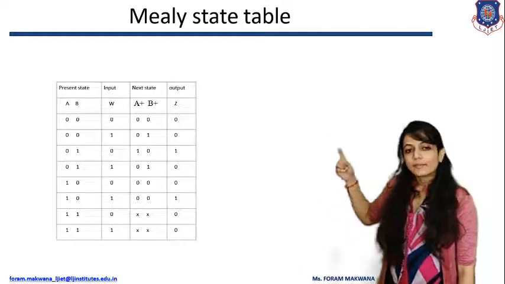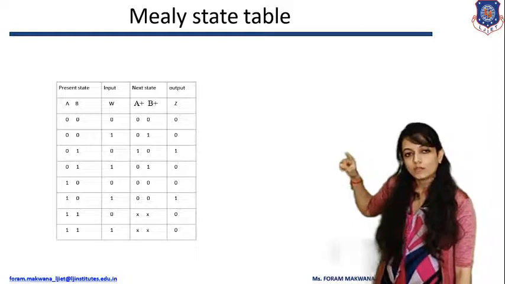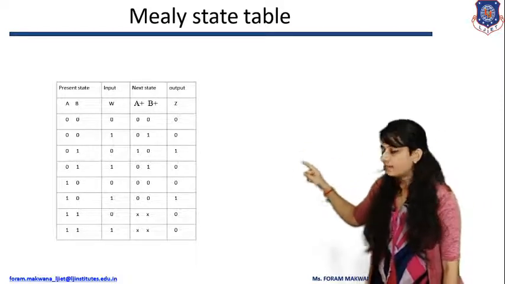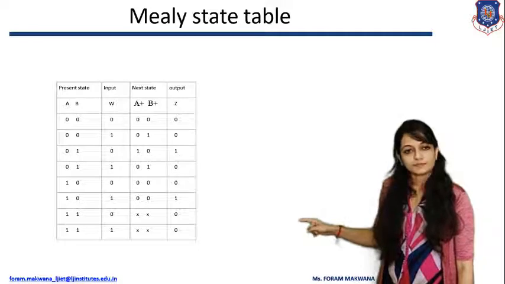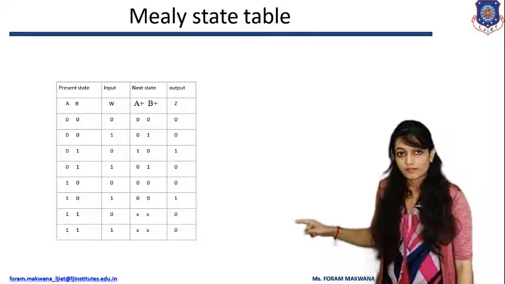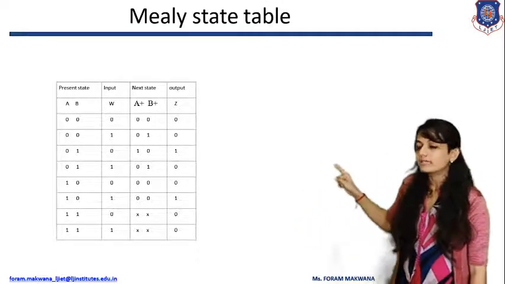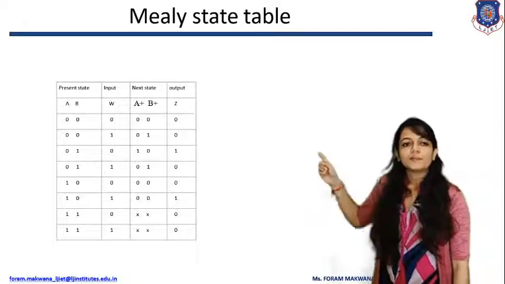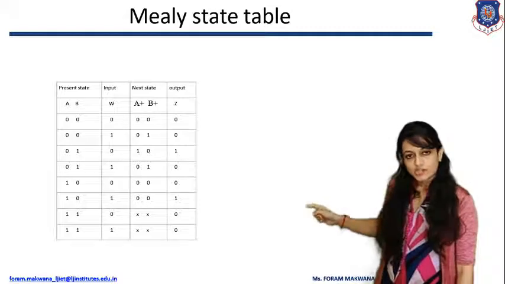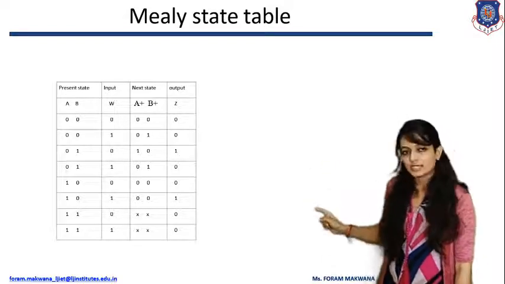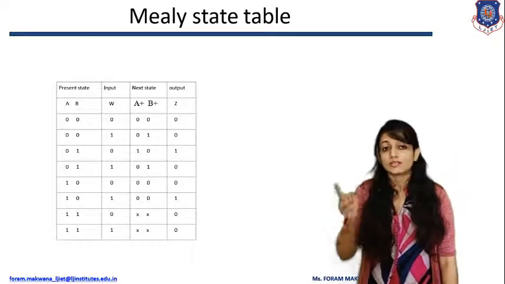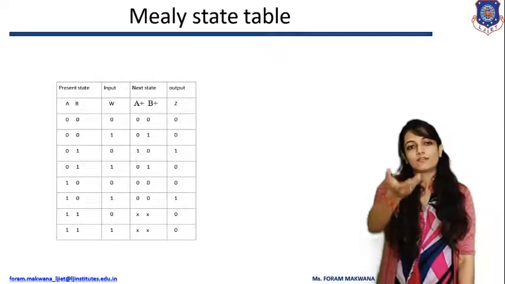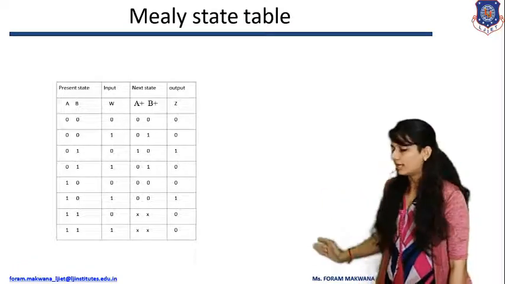At the place where I am getting a 1, I am getting a 1 for A and B equal to 0 and 1. Alright, and what is the value of W? The value of W is 0. So I can say that A plus is equal to W dash A dash B. So this is the state equation for A plus. You can write it directly from the state table.